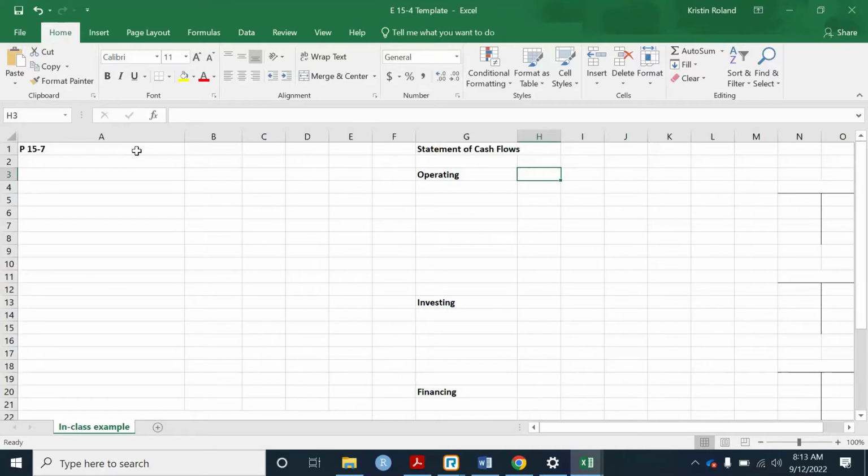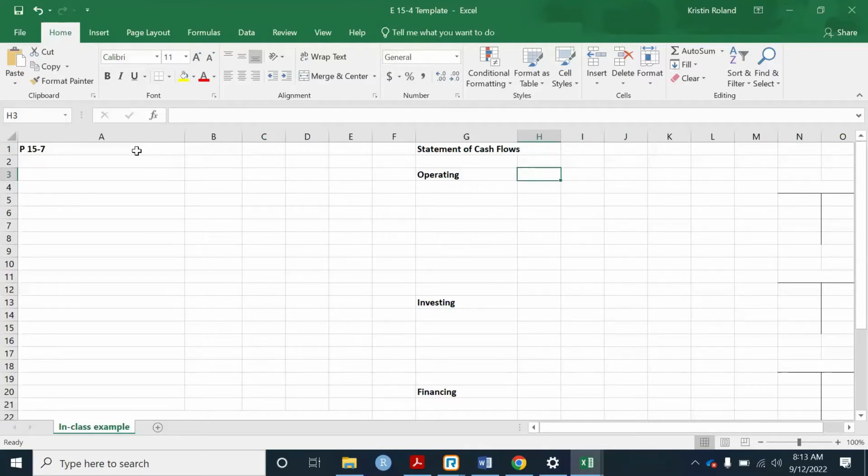So what do I do? Cash and cash equivalents. What is my change there? Is it positive or negative? Good. So where does that number go? It doesn't go in operating. Everybody wants to put it there. So that's a common thing.